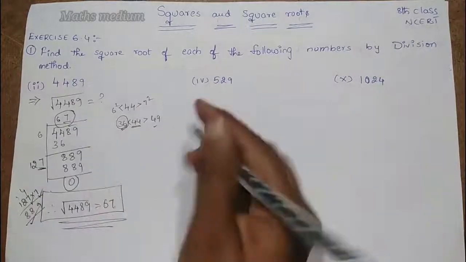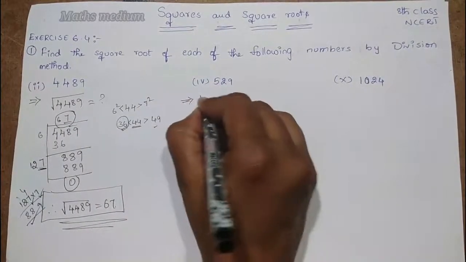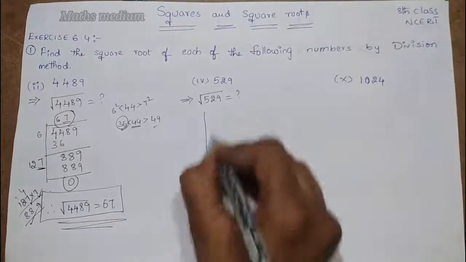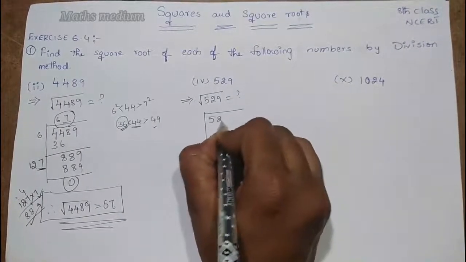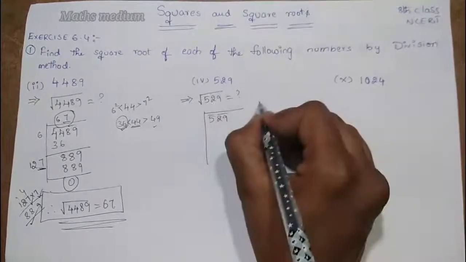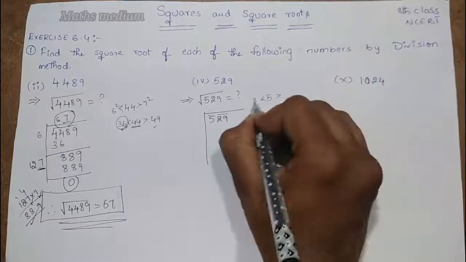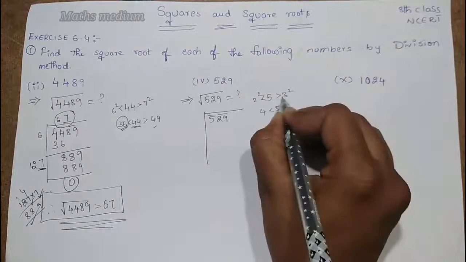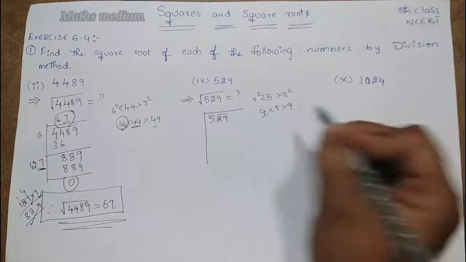Next, similarly, with this method also, the square root of 529 is equal to how much? Take 529, make bar pairs. This is the single one. So 5 is in between 2 square and 3 square. 2 twos are 4, this is 5, 3 threes are 9. The 4 is better.